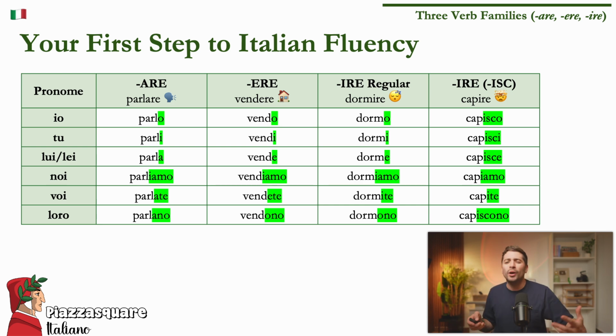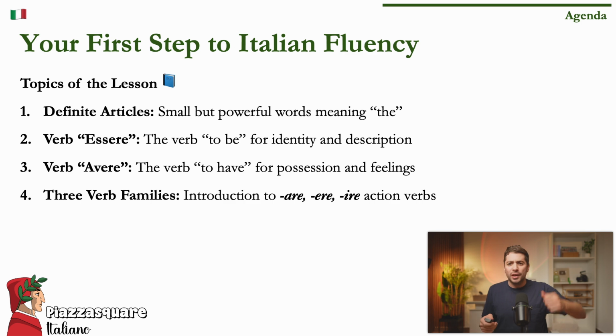You now have the formula to conjugate thousands of Italian verbs. Let's just pause for a moment and look at what you've accomplished. In just a few minutes, you have learned how to use definite articles, how to express identity with essere, how to talk about possession with avere, and you've unlocked the formula for thousands of Italian verbs. You can now build sentences like io parlo italiano, I speak Italian, lei prende il libro, she takes the book, noi abbiamo una casa, we have a house, loro sono studenti, they are students.